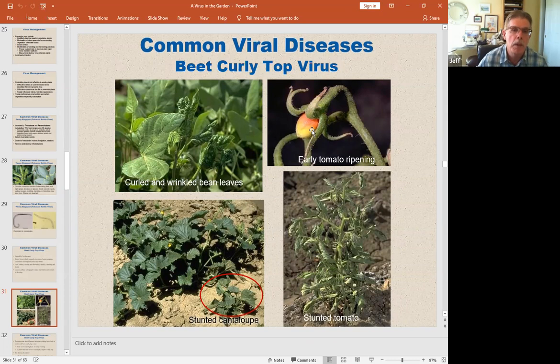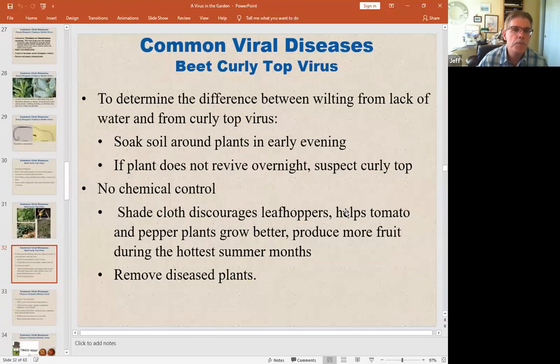Early tomato ripening. So if the tomato ripens at this point, you're going to have a miniature salad to go along with the miniature fruit you may or may not get on this particular symptom. And stunted plants. So here's a cantaloupe plant. You may not see a lot of obvious viral symptoms, but why is that little guy so small? In others, with a stunted tomato plant, you see the leaf rolling and curling, and you know something's wrong. Could be water, but sometimes it could be a virus as well.